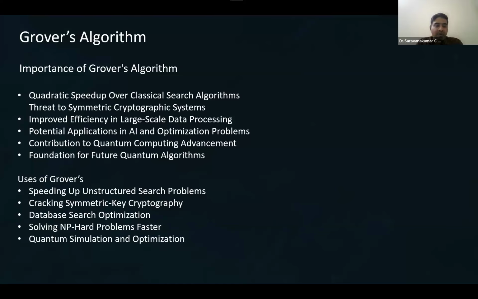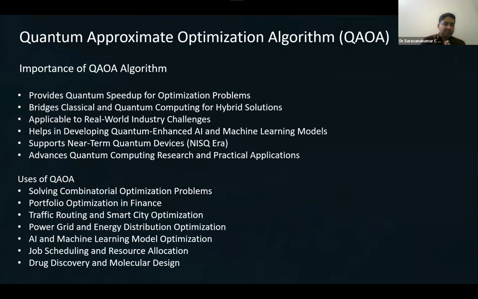And Grover's is specifically for solving optimizations. Apart from Grover's, we also have quantum approximate optimization algorithms, which can actually solve smart city problems. If you look into that, it can work on near-term quantum devices. You really need to see how things will be.